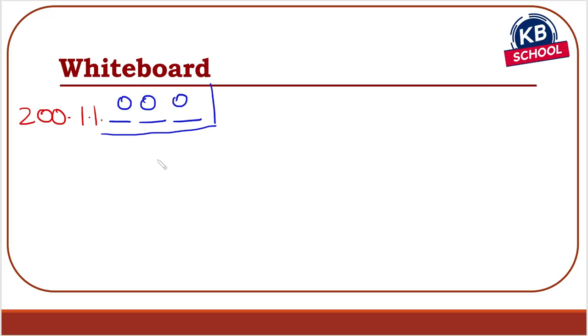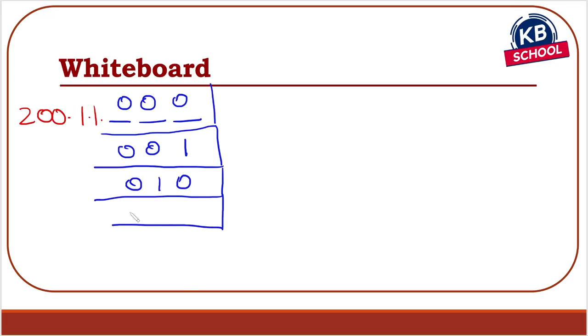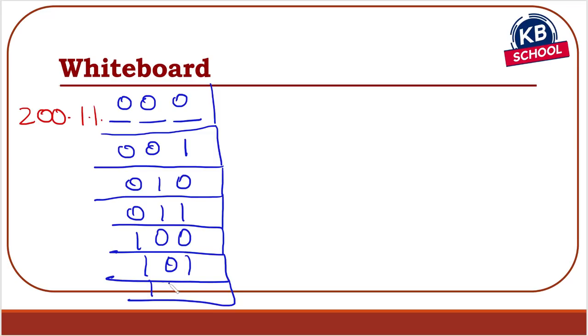0, 0, 0 is my first new network. 0, 0, 1 would be my second network. 0, 1, 0 would be my third network. 0, 1, 1, fourth network. 1, 0, 0, fifth. 1, 0, 1, sixth. 1, 1, 0, seventh. And the last one is 1, 1, 1. These are the 8 new networks that I gain by borrowing 3 bits, which is the 8 different combinations that I get with 3 bits. So these are my new subnetworks.